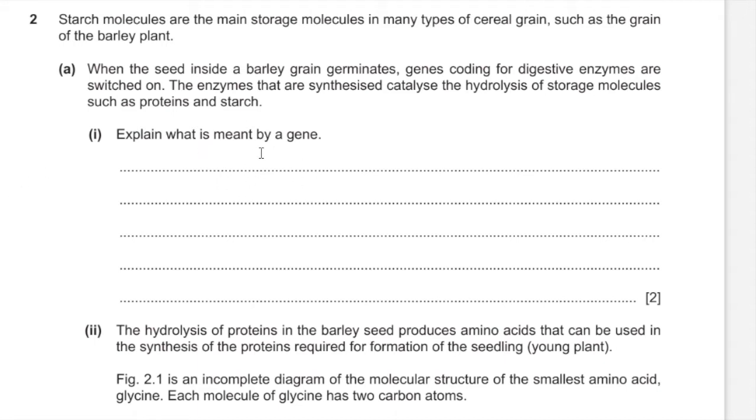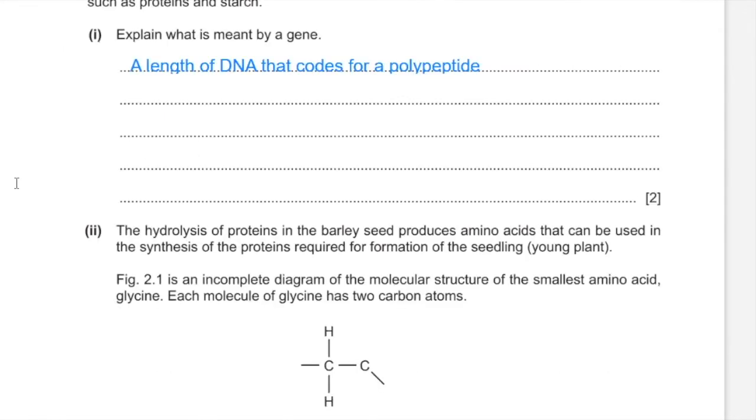So the definition of a gene is a length of DNA that codes for a polypeptide. So the DNA contains triplets which would be used to transcribe mRNA, and that would be used for translation, along with tRNA, which would bring amino acids to join and form a polypeptide.